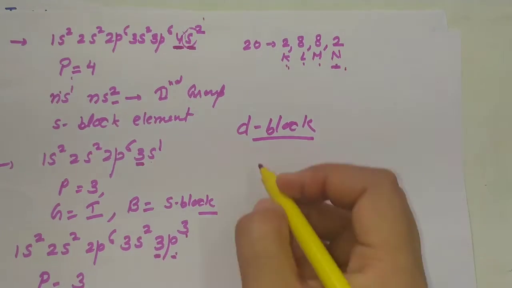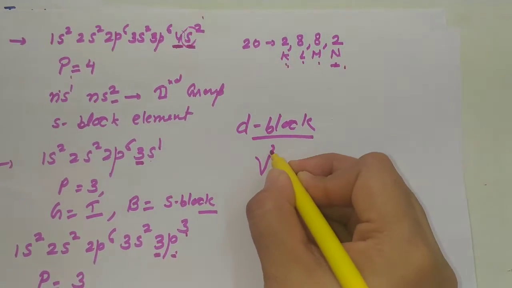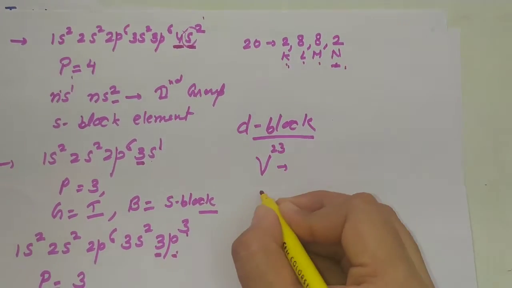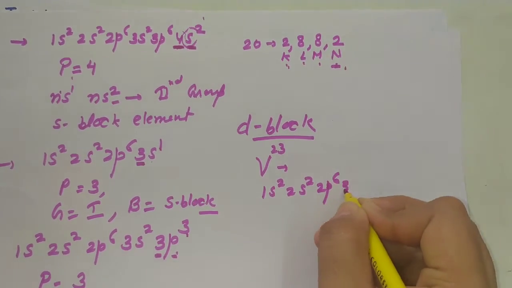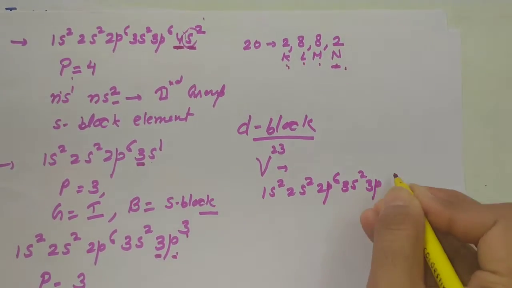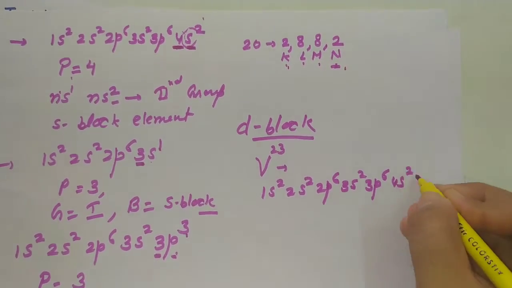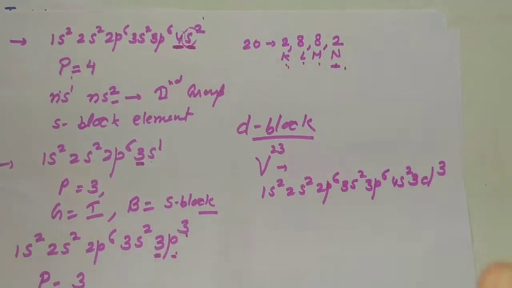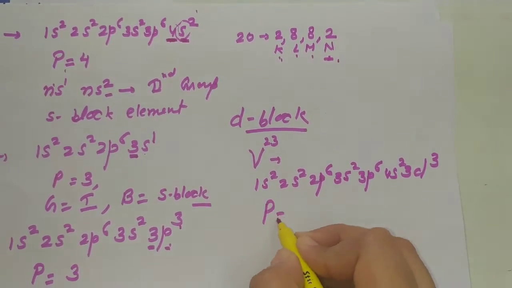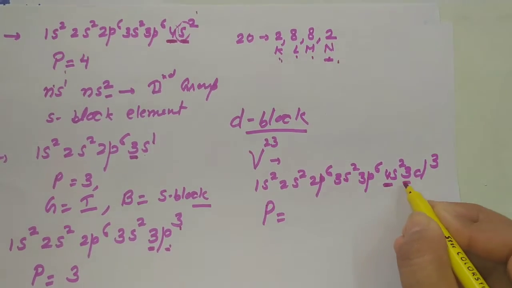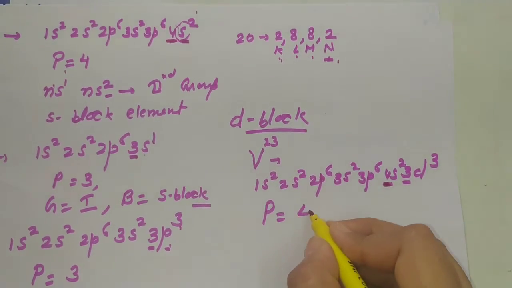For the D block element I take the example of vanadium. Its atomic number is 23. Write the electronic configuration: 1s2, 2s2, 2p6, 3s2, 3p6, 4s2 and 3d3. Okay. In this case, the period is fourth, because the outermost shell is 4.